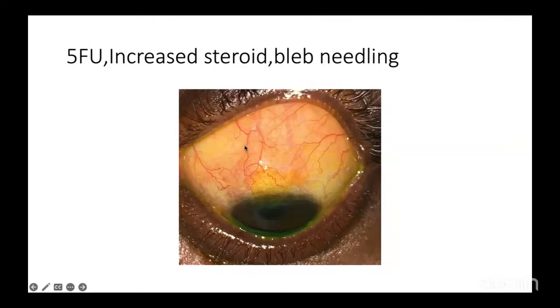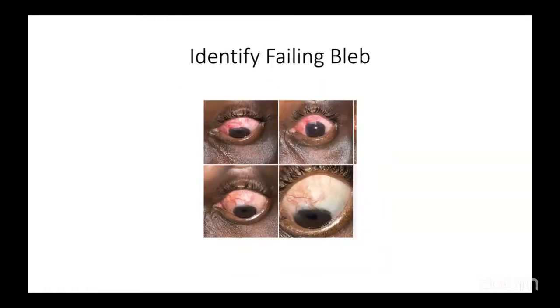Now, if you have this case, even if the pressure is 10, even if the pressure of this patient is 10, you need to do those things, because it is just a matter of time, it will heal and the pressure will start going higher. So another thing, you need to identify a failing bleb.